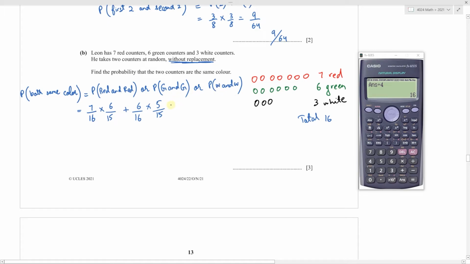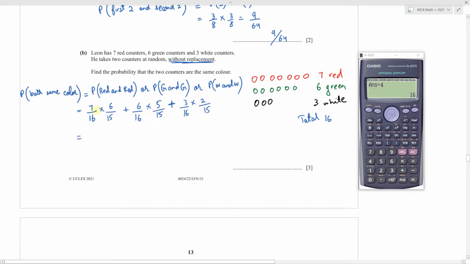And now the third case where you have both whites. So plus probability that the first one is white. 3 whites out of total 16. So 3 over 16 is the probability that you pick the first one white. And what is the probability that you get the second one white as well? So you picked the first one which was white. So now you're left with 2 whites and you're left with 15 total. So 2 over 15 will be the probability here. So 2 over 15 is the probability that you get the second white as well.